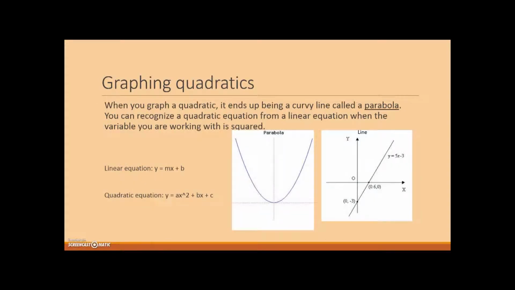Okay, now we're going to talk about graphing quadratics. When you graph a quadratic, it ends up being a curvy line called a parabola. You can recognize a quadratic equation from a linear equation when the variable you're working with is squared. As you can see here, in a linear equation, the variable x is not squared. And in a quadratic equation, the variable x is squared. Being squared causes it not to have a constant rate of change or a slope, which makes it a curvy line when you graph it.